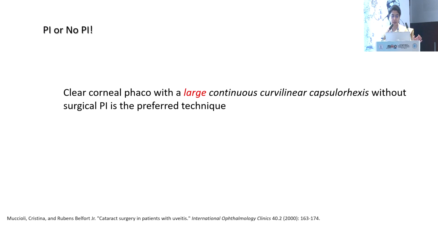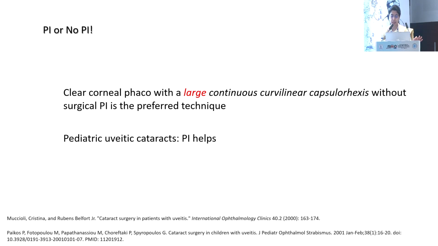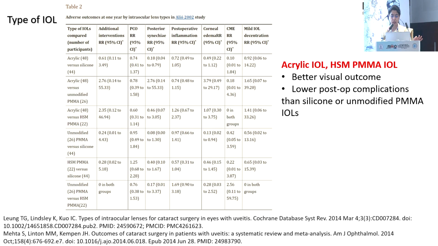Now, this PI or no PI is a question that is often asked. So clear corneal phaco with a large continuous rhexis without surgical PI is the preferred technique. However, in pediatric uveitic cataracts, PI helps in preventing glaucoma. A Cochrane review has shown that acrylic IOL or heparin surface modified PMMA IOLs result in better visual outcomes and lower post-op complications than silicone or unmodified IOLs.